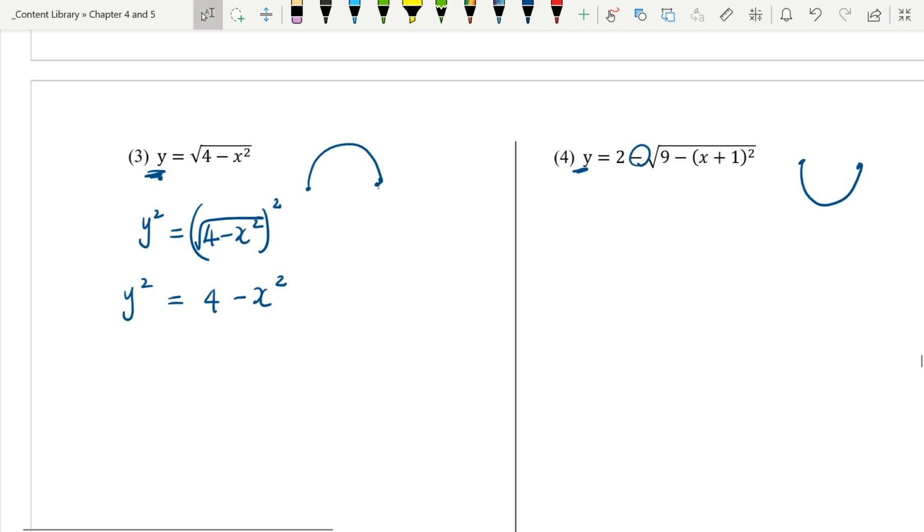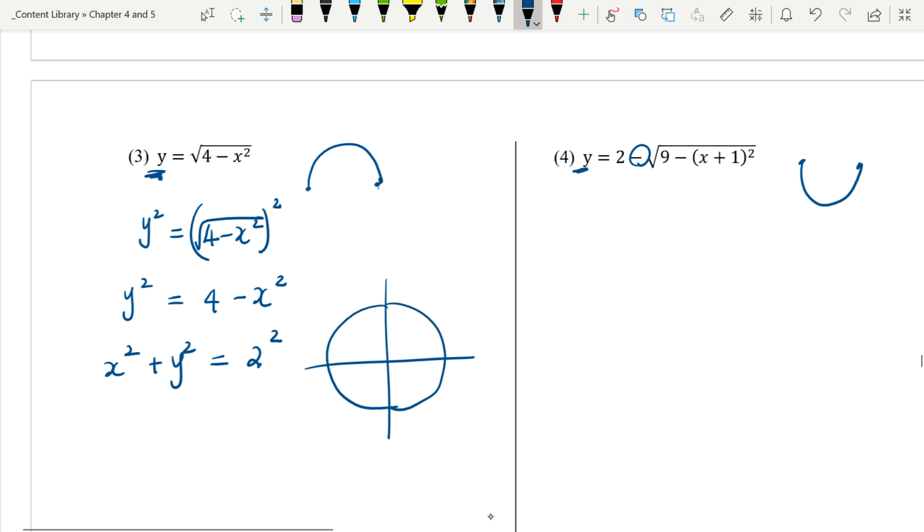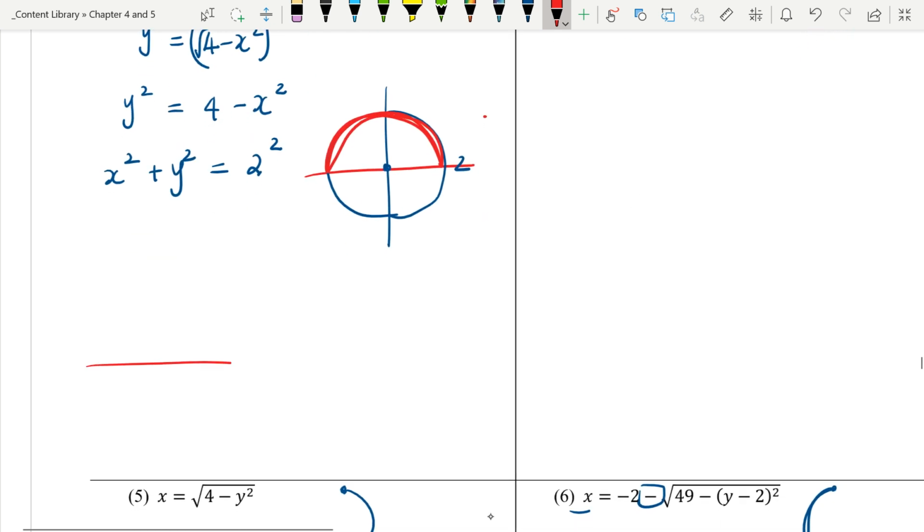And I will put x and y squared on one side. What's this equation? A circle. Where's the center? 0, 0. And what's the radius? 2. So basically, I'm sketching a full circle here, center at 0, 0, and the radius of 2. But remember, my purpose is to sketch the top half of the graph. So my actual graph is only the top half.